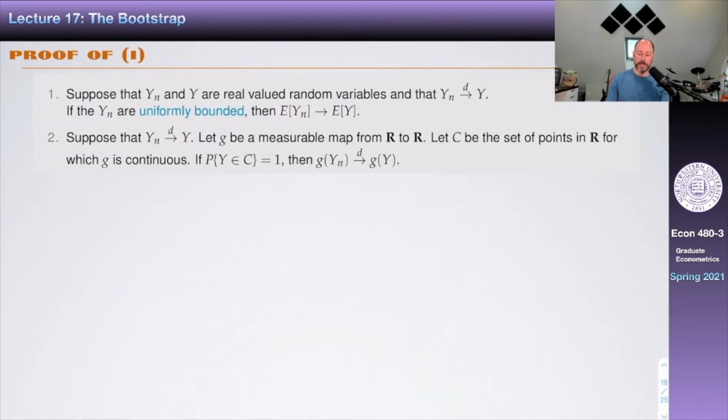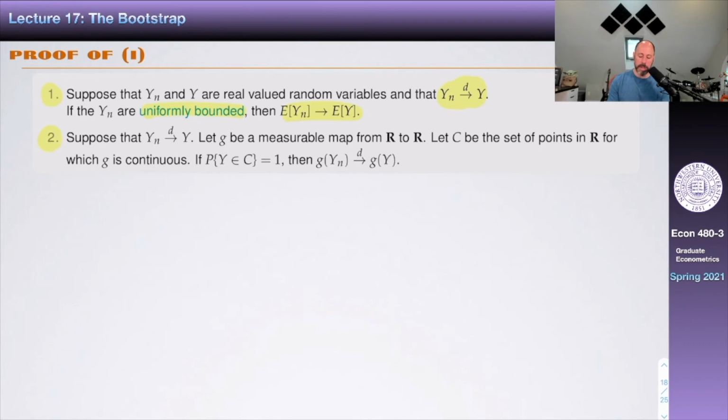So the first one I wrote here says that suppose that y_n and y are real-valued random variables and that y_n converges in distribution to y. Then if the y_n are uniformly bounded, then you have convergence of the means as well. So we're going to go from convergence in distribution to convergence of moments. The first part of this intermediate result tells us that we can do that as long as we can claim that the sequence of random variables, the y_n here, are uniformly bounded.